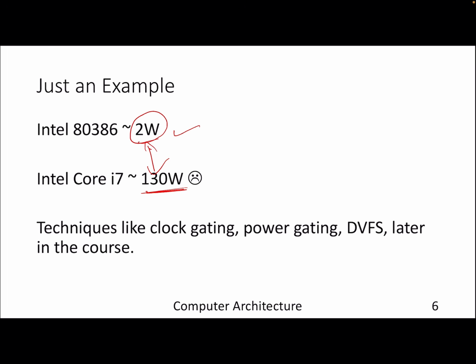So the architecture community and the VLSI community have come up with many techniques to reduce power consumption. We'll talk about them later in the course, where mostly they deal with controlling either voltage or frequency, basically for controlling the dynamic power. And there are other ways of improving the static power also.